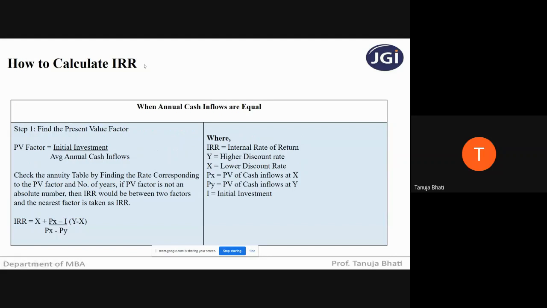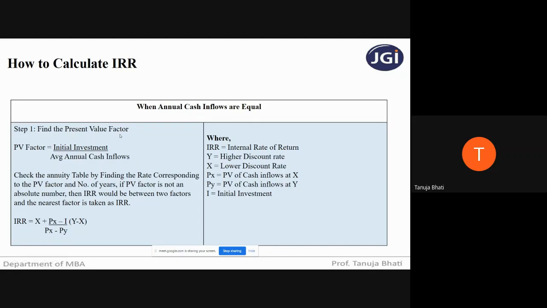Now, how to calculate IRR? Practically, when a problem is given, how will you actually calculate IRR? First of all, you have to analyze whether the cash flows are equal. Obviously, when you are making an investment, annually you will be getting some cash inflows, that means some amount of returns. So when the annual cash inflows are equal, that is, every year you are getting the same amount of cash inflows, then the step you have to use is step number 1, find the present value factor.